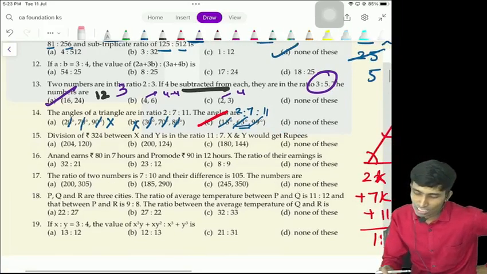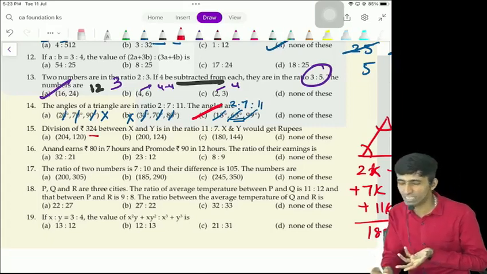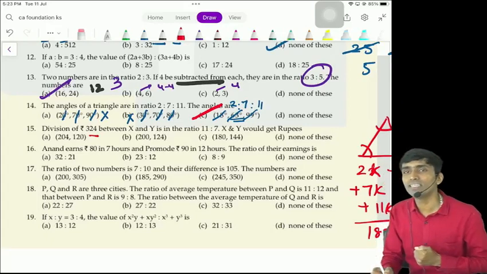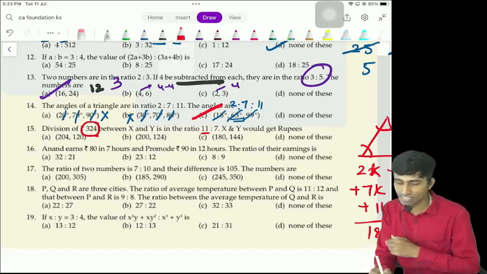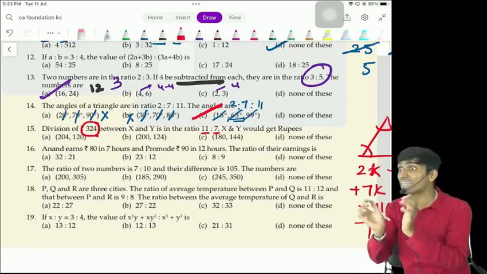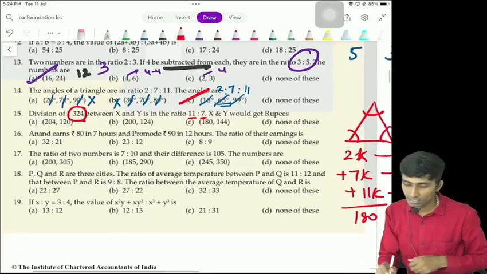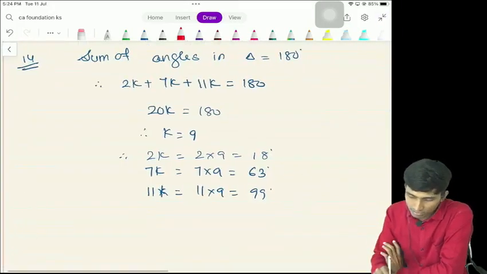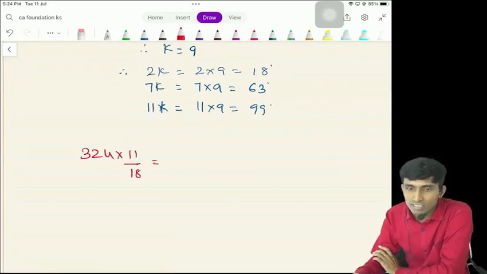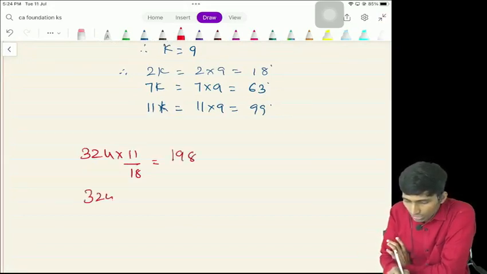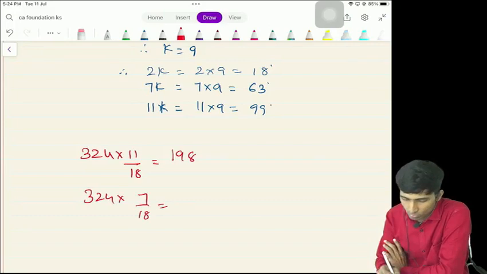Easy. Chalo, shall we proceed? Simple question. Division of 324 between x and y in the ratio, 5th, 6th standard question, 11:7. How do you divide? Those who don't know, you have 324. I have to give 11 share to whom? X. I have to give 7 share to whom? Y. Total share is how much? 18. How do you distribute? 324 into 11 upon 18. Answer? 198. 324 into 7 upon 18. 126. Done. 126. Option?